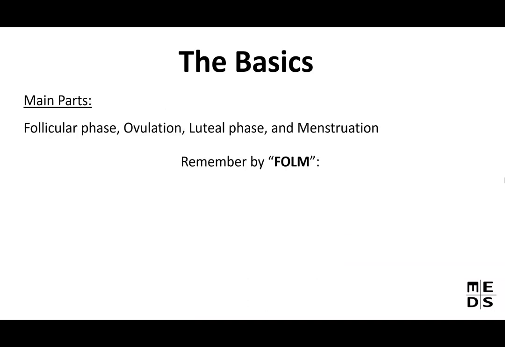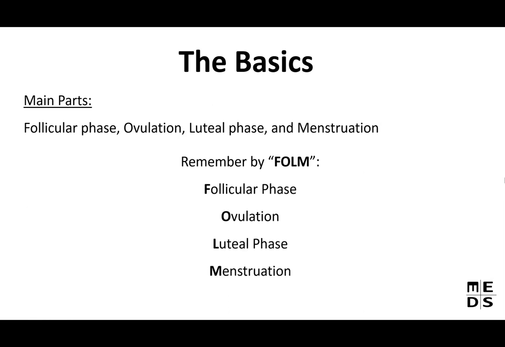Okay, so next are the main parts. There are 4 parts to the menstrual cycle: follicular phase, ovulation, luteal phase, and then menstruation. You can remember this from the mnemonic FOLM. I was going to say phloem, but it's FOLM, which is in the correct order. So we're going to have follicular phase, ovulation, luteal phase, and menstruation.